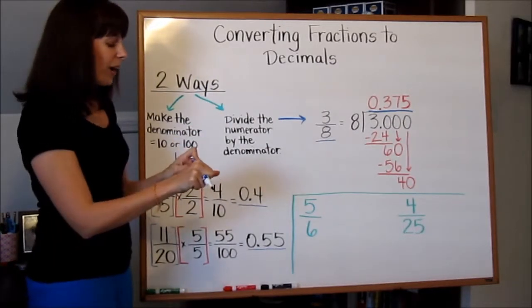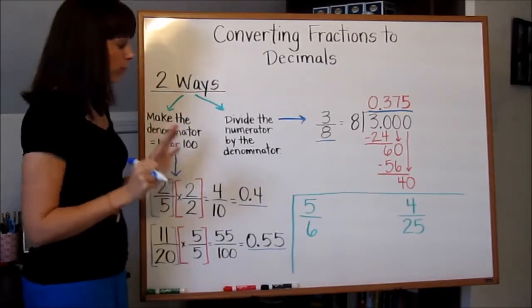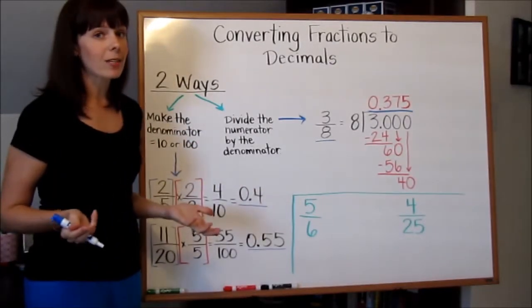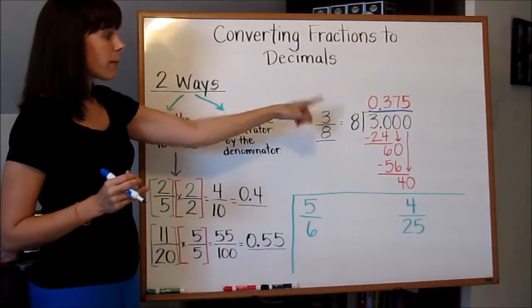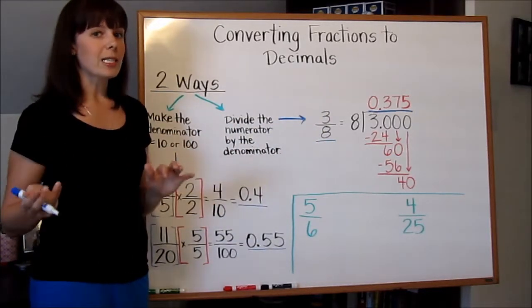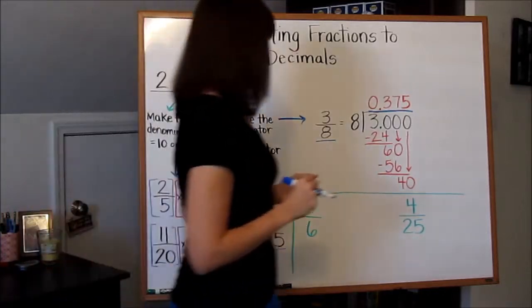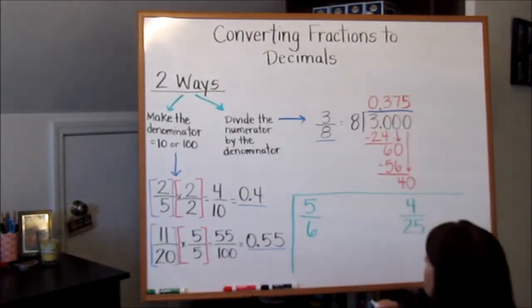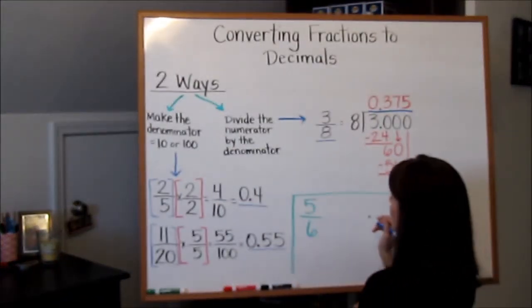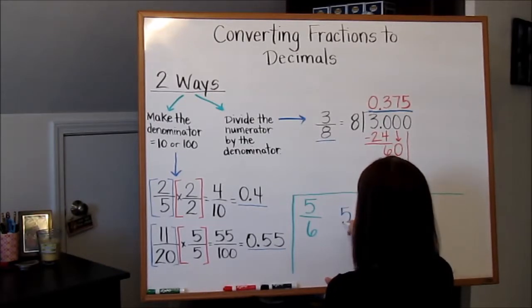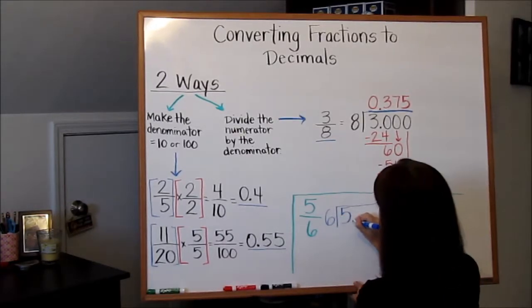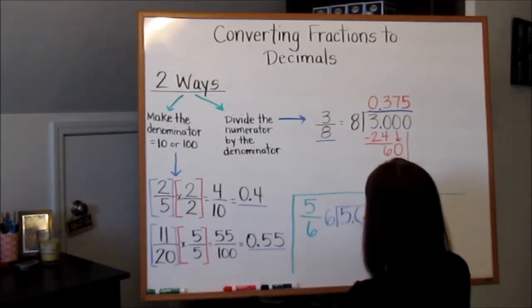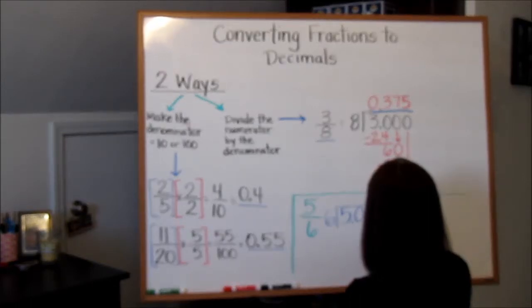Alright, so 5/6. I don't know if 6 can go, I know it doesn't go into 10 evenly. I'm pretty sure it doesn't go into 100 evenly. So I'm going to use the dividing method to figure out what the decimal equivalent is for 5/6. I'm going to divide my numerator, which is 5, by 6. And I know that 6 doesn't go into 5 because it's a single digit, so I'm going to put a decimal and put some zeros afterwards.